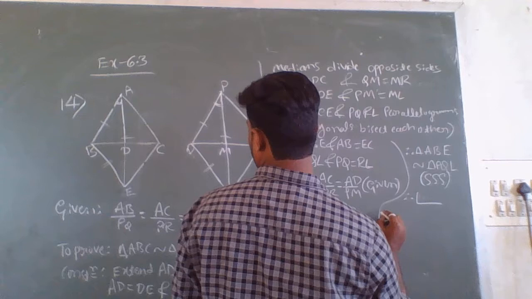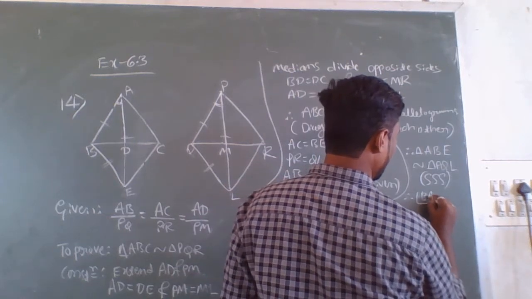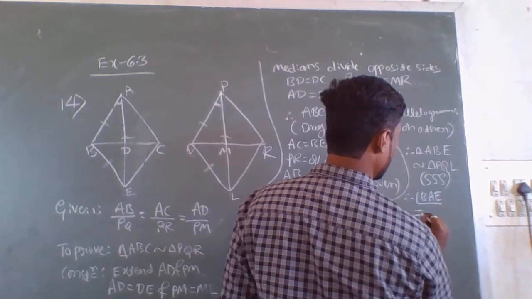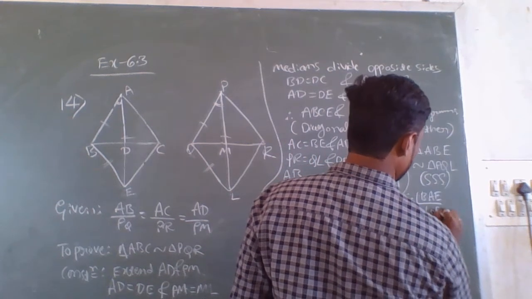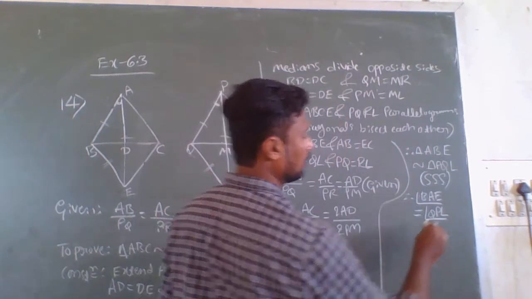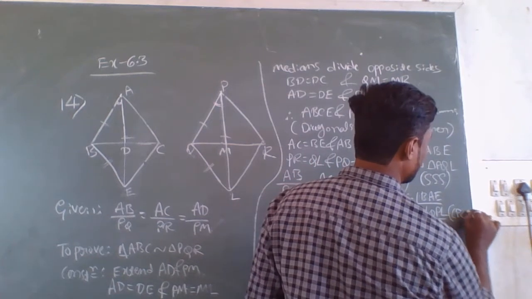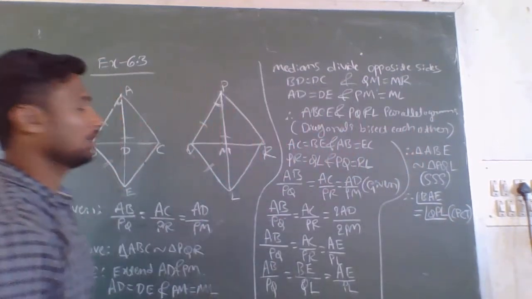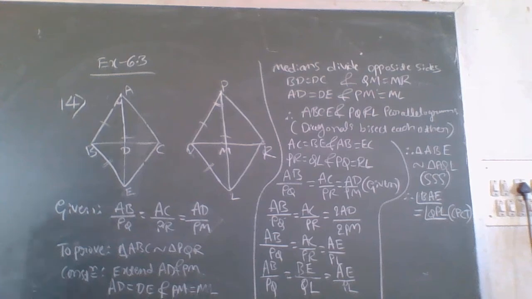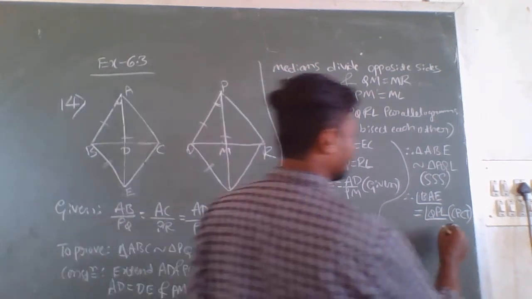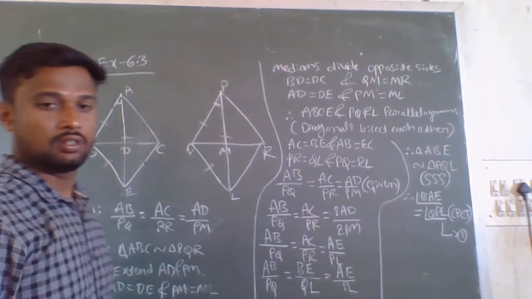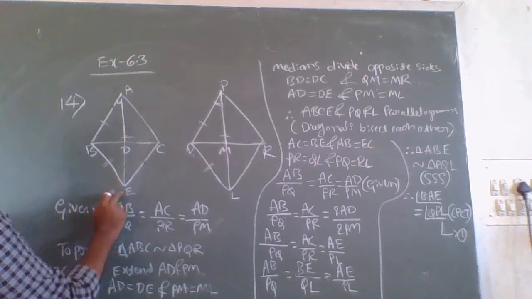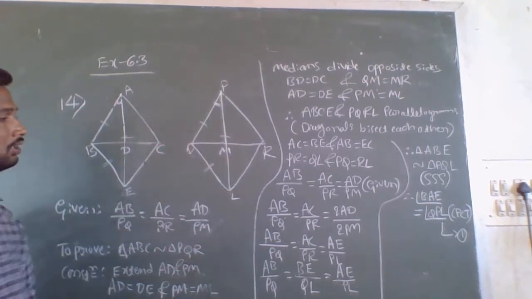Here, angle BAE is similar to angle QPL by CPCT. These two angles are equal now. Now I will consider this as 1. So here I will consider this as 1. BAE is equal to QPL.